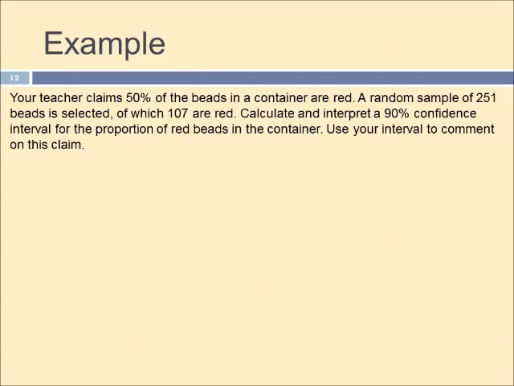So, here's an example. Your teacher claims that 50% of the beads in a container are red. A random sample of 251 beads is selected, of which 107 are red. We want to calculate and interpret a 90% confidence interval for the proportion of red beads in the container. And we'll use the interval to comment on the claim.